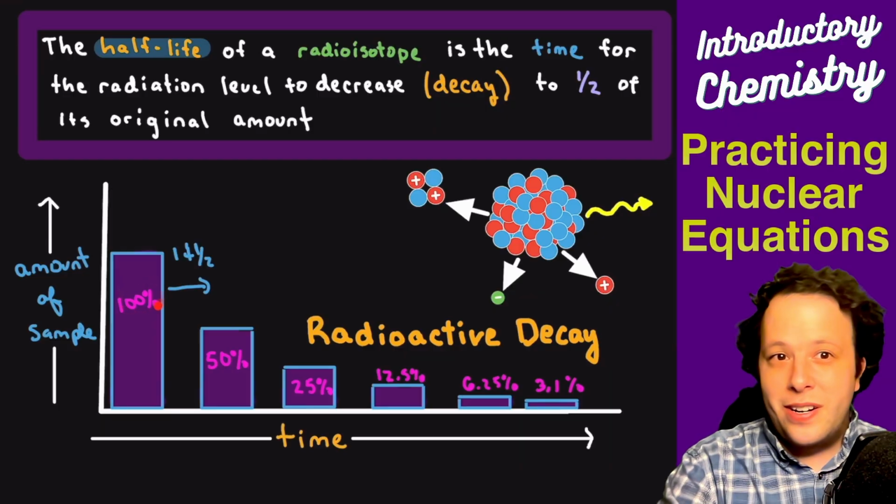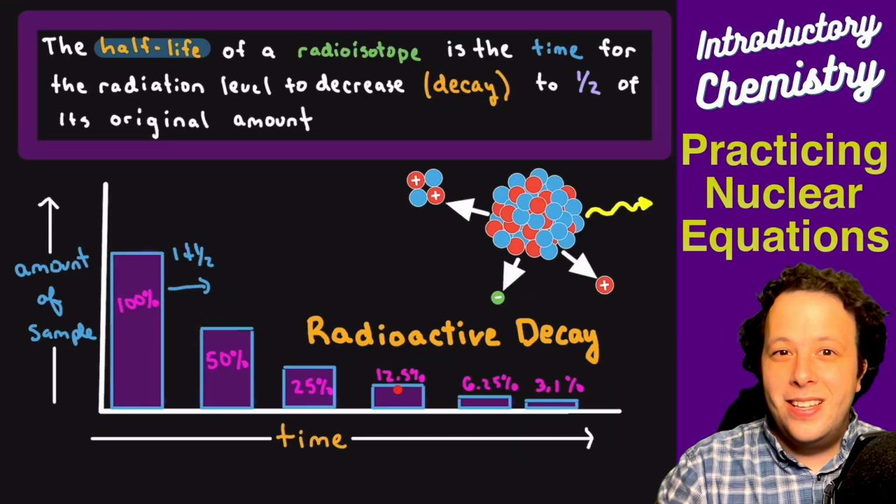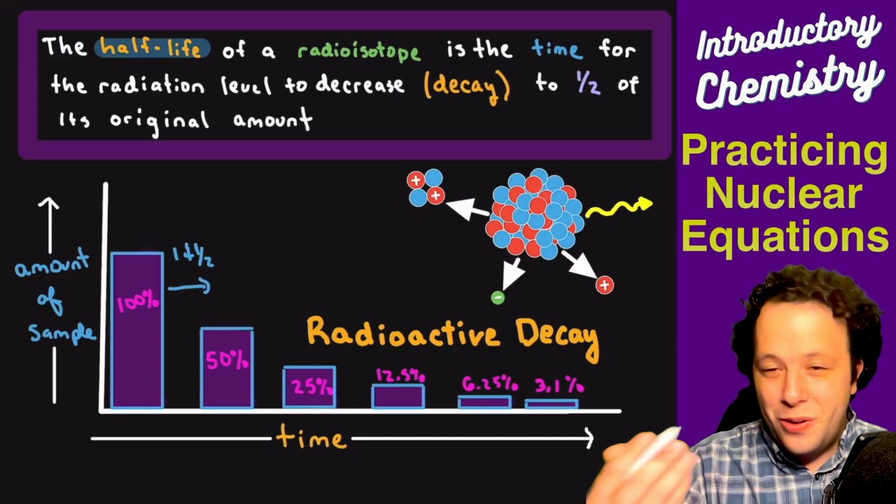So if I start at 100% of my sample, I'll have 50, then I'll have 25, then I'll have 12 and a half, and it'll keep continuing, right?